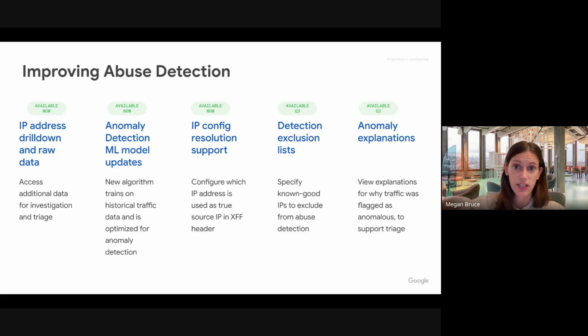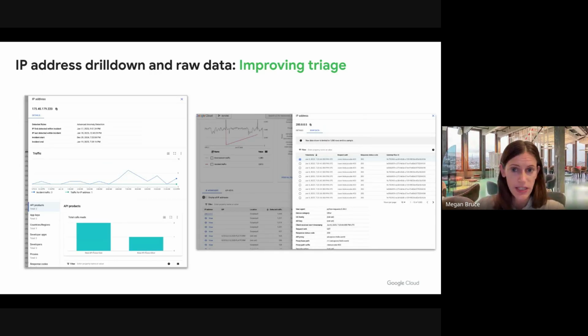You can create these detection exclusion lists, exclude those IPs so that they don't show up in abuse detection results. And then finally, anomaly explanations. So our goal is to make it easier for you to understand what happened, again, and take action as quickly as possible. So a lot of the improvements we're making are related to that. So let's take each one of these and we'll just walk through these quickly.